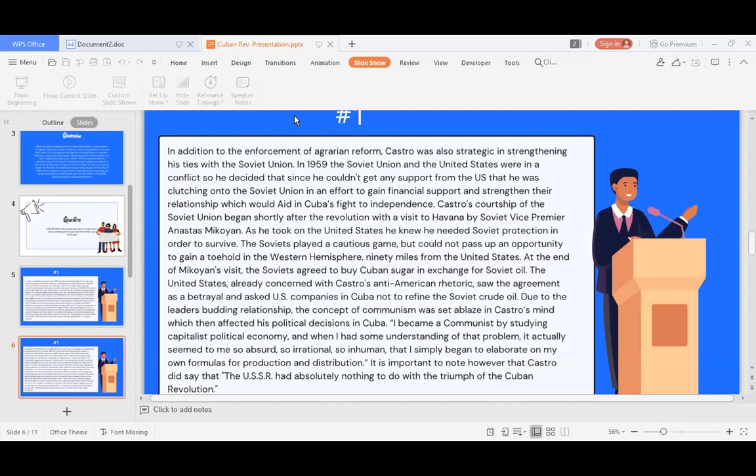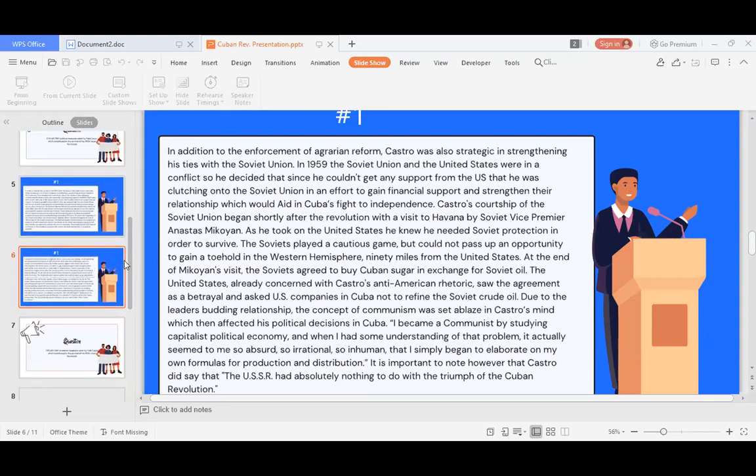In addition to the enforcement of agrarian reform, Castro was also strategic in strengthening his ties with the Soviet Union. In 1959, the Soviet Union and the United States were in conflict, so he decided that since he could not get any support from the US, he was clutching onto the Soviet Union. In an effort to gain financial support and strengthen their relationship, which would aid in Cuba's fight to independence, Castro's courtship of the Soviet Union began shortly after the revolution with a visit to Havana by Soviet Vice Premier Anastas Mikoyan. As he took on the United States, he knew he needed Soviet protection in order to survive.